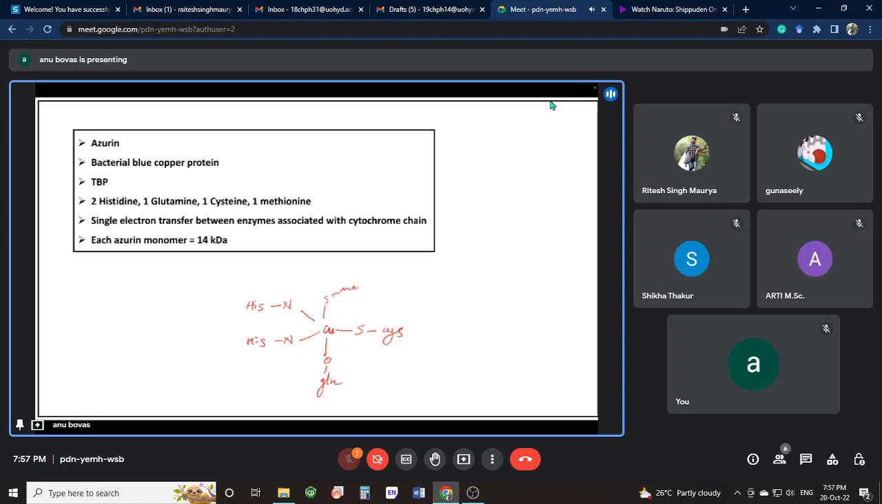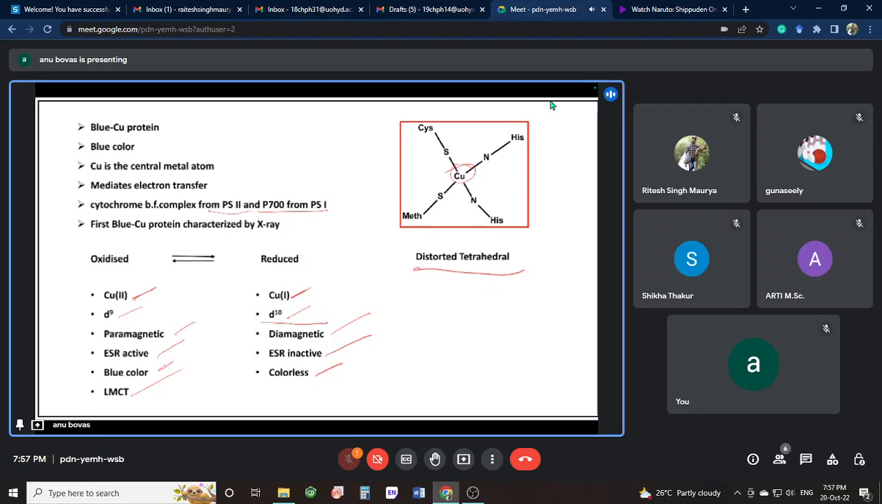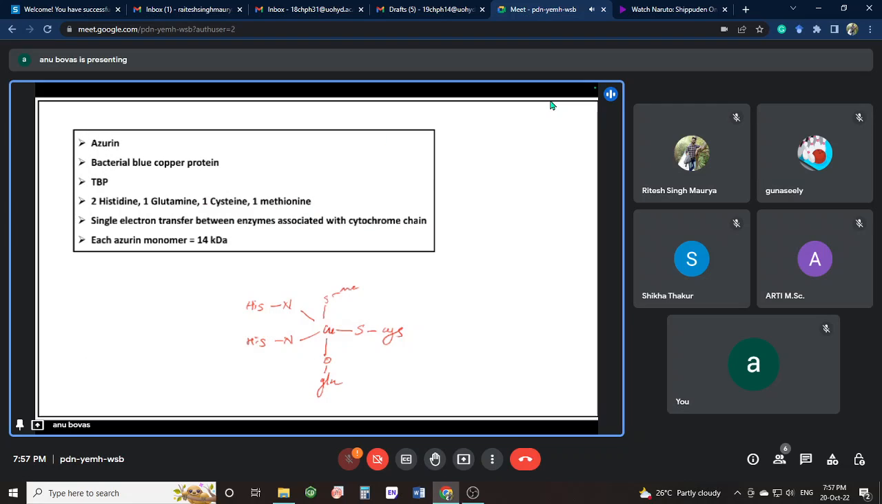And what are the amino acids attached? In plastocyanin, it is one cysteine, one methionine, two histidine. In azurin also one cysteine and one methionine are present, two histidines are also present, and one extra is one glutamine. Okay.